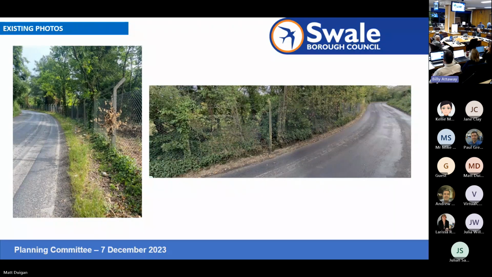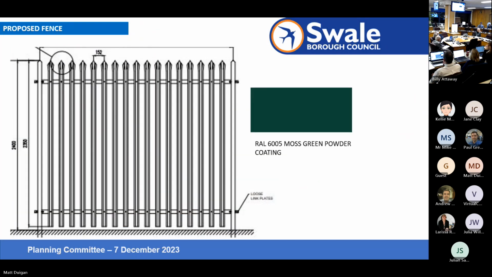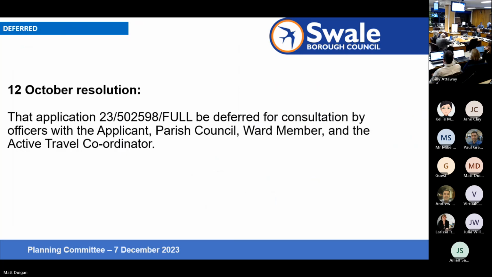The slide shows images of the existing fence, which in places is failing, and the proposal is to replace it. The new fence would be green in colour and of a palisade style. Members resolved to defer making a decision in order for further discussions with the applicant, the parish council and ward councillor to take place, as well as to consult with the active travel coordinator. The key concerns were around the appearance of the fence and its position.